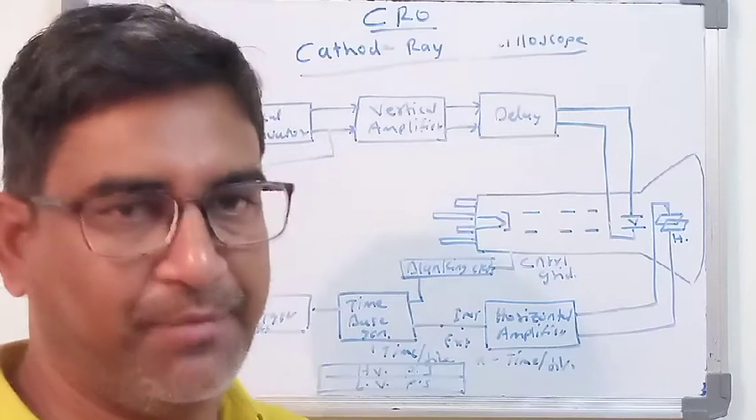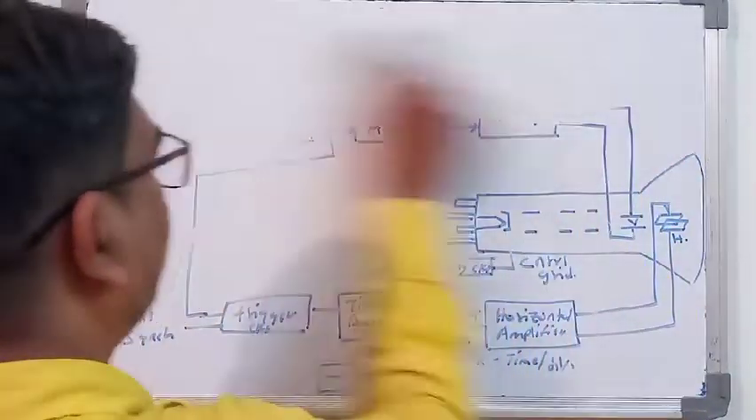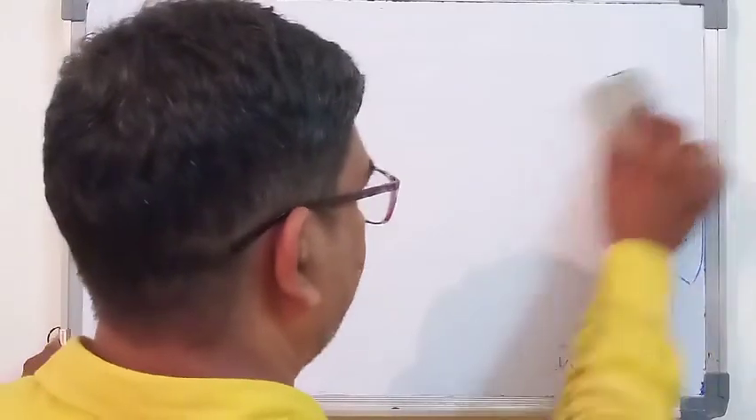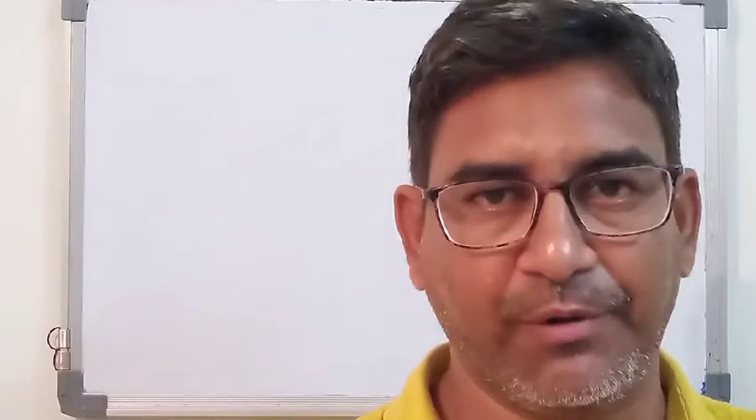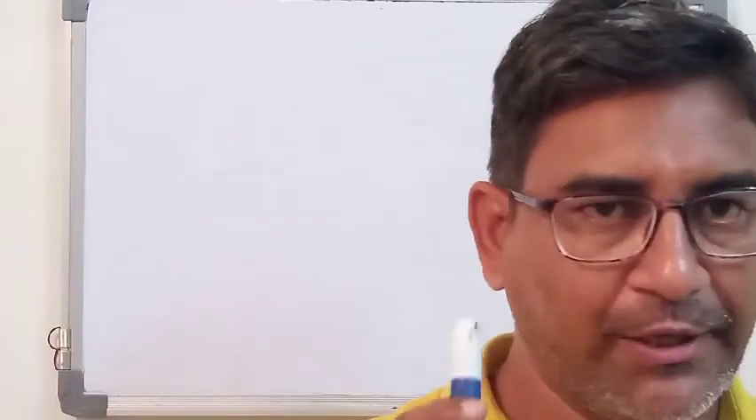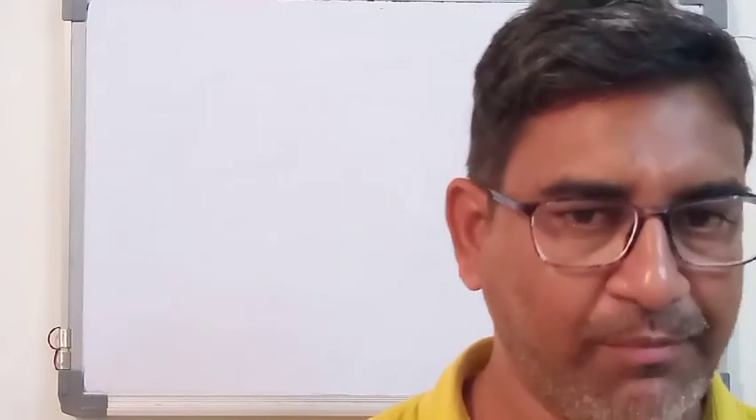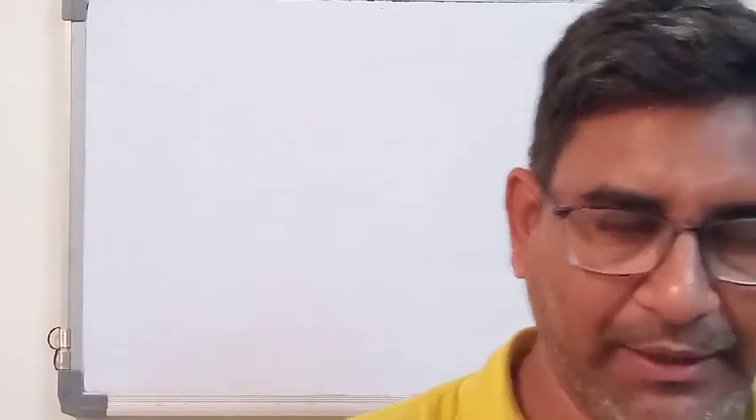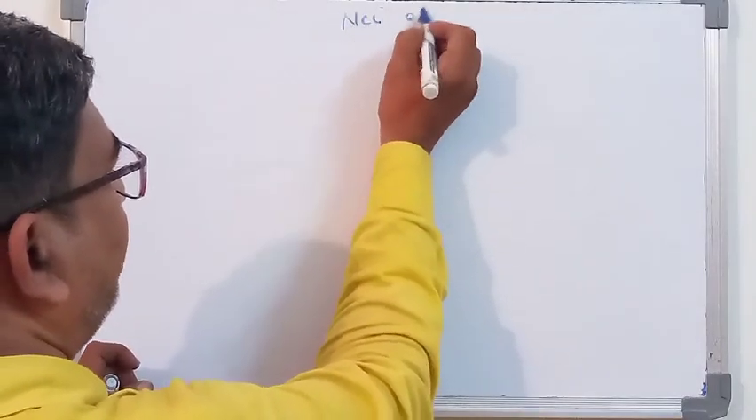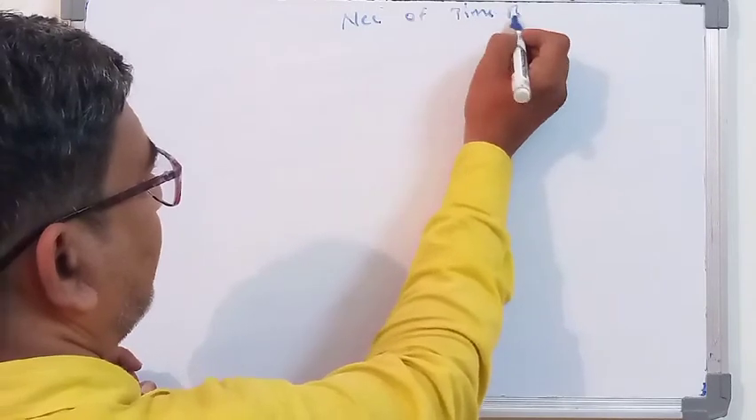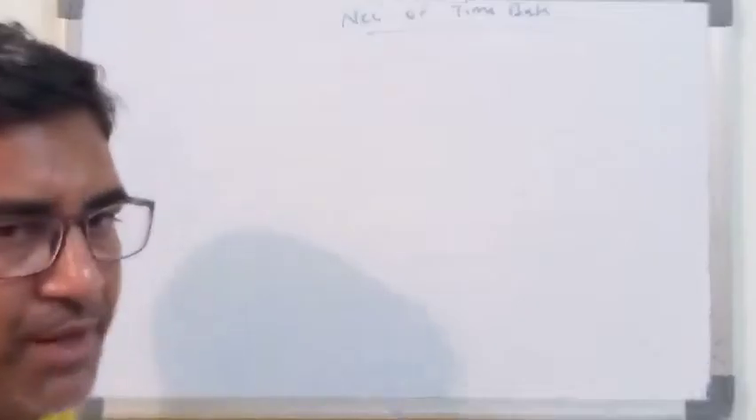Then we will see the necessity of time base in the CRO. For what is the necessity of a time base? The CRO usually displays the vertical input waveform. Okay students, what does it display? It displays the vertical input waveform as a function of time. Here you are going to observe the wave.